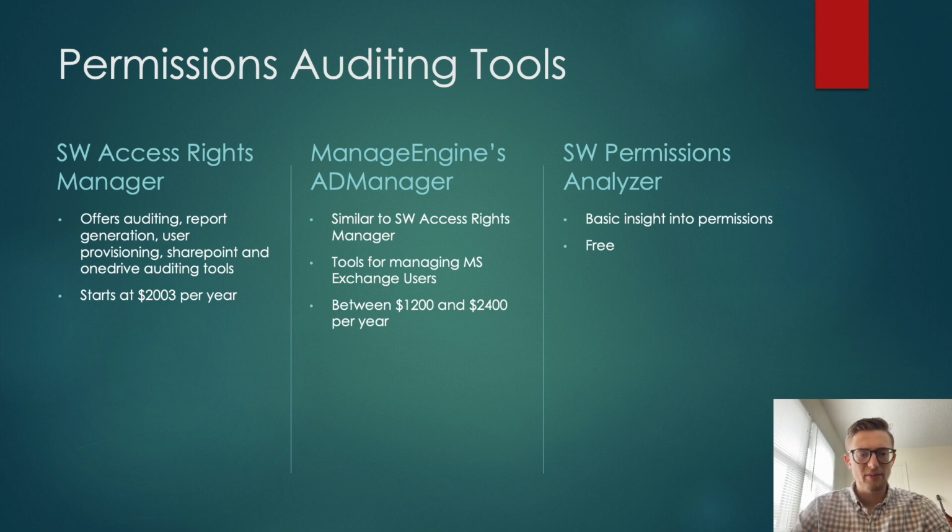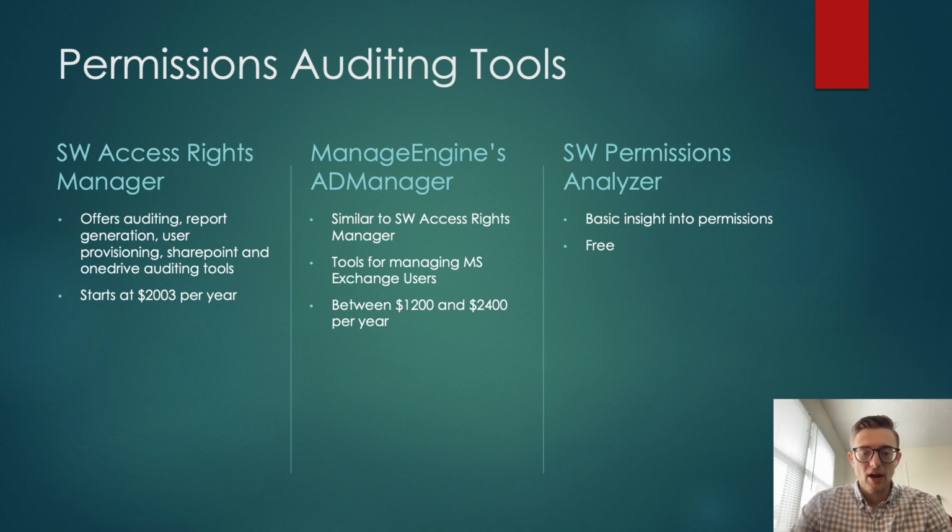ManageEngine is very similar to SolarWinds Access Rights Manager, nearly identical, really. It also had tools for managing MS Exchange users, which I don't think the SolarWinds Access Rights Manager had. If it did, I did not find that. But I think that would be very helpful for the university as they use Microsoft Exchange. It'd be between $1,200 and $2,400 a year. Once again, hard to get an exact price down.